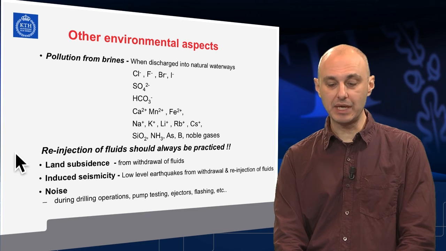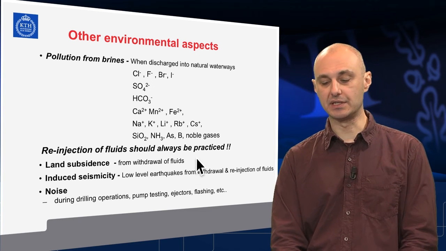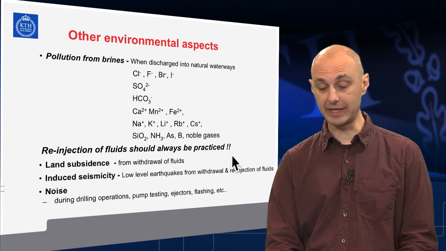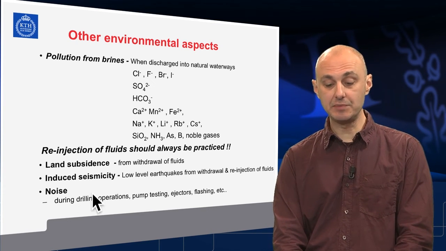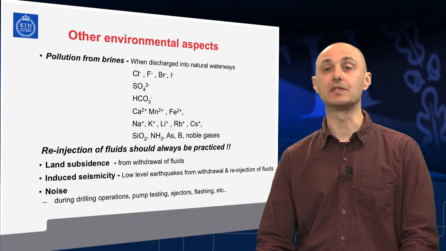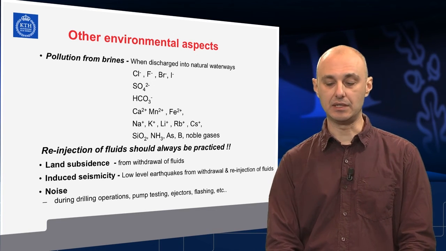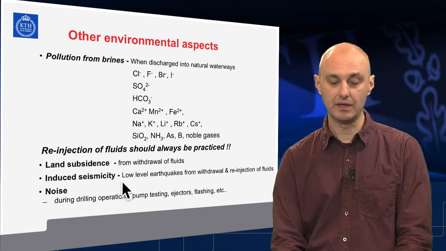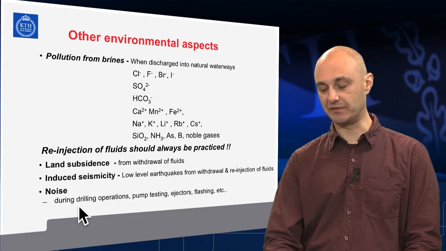Land subsidence may occur if the reservoir of water, the aquifer under the surface, is depleted too quickly. Induced seismicity may also be the result of this, including the result of re-injecting the fluid back under the earth not in the proper way, and definitely noise from different sources.